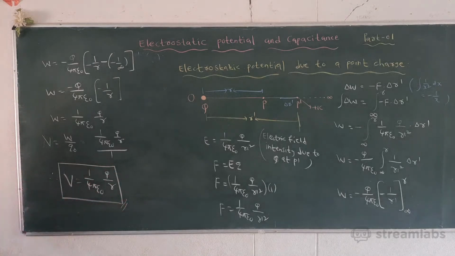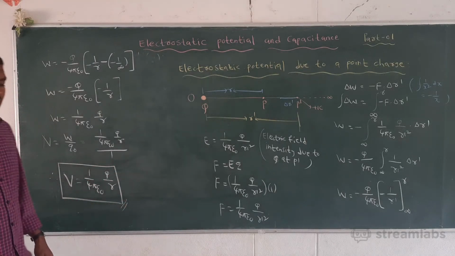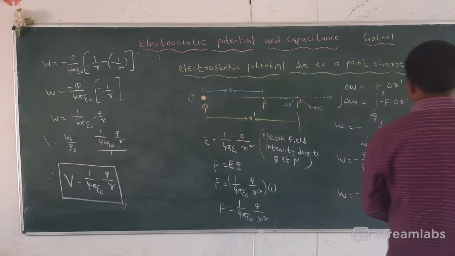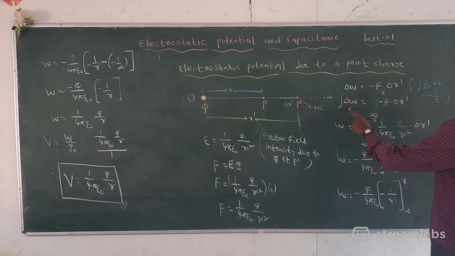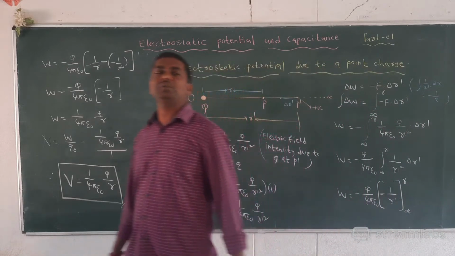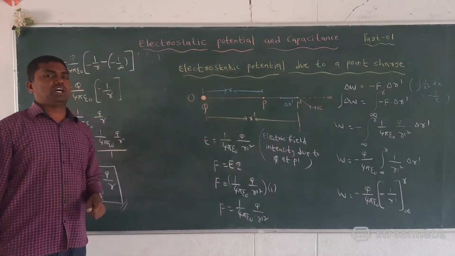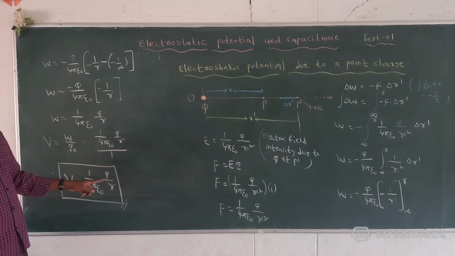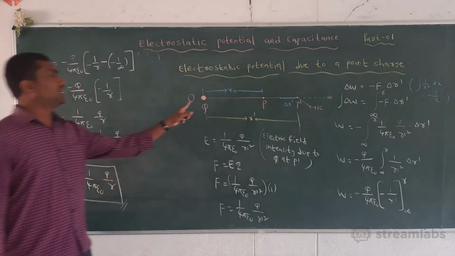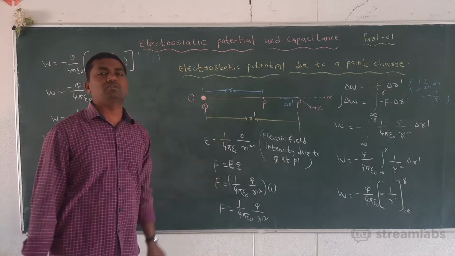This is very important for 4 marks. The important points of the integrations: integration of dw is equal to w, integration of 1 by r dash square is equal to minus 1 by r dash. So the final formula represents the electrostatic potential due to the point charge. The point charge is q, where r is the distance. We can also take the position vector along O to P.